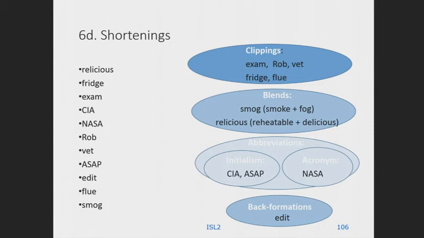Then we have blends, like we already heard, smoke and fog give us smog. And if something is reheatable and then delicious, like lasagna, it becomes relicious. And we have abbreviations, and watch out for this. We tend to use abbreviations for all things that are briefer. Only these are called abbreviations. Okay, I'm saying it again. Only the things where I have initial letters, these are what we call abbreviations. And we have 2 different types. So, what's the difference between CIA and NASA?